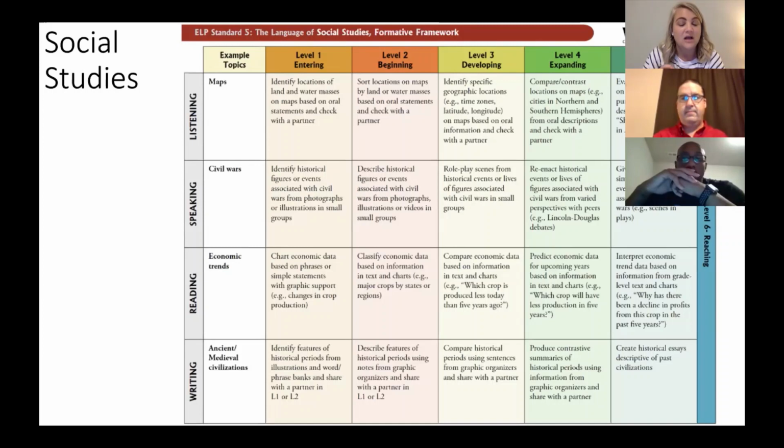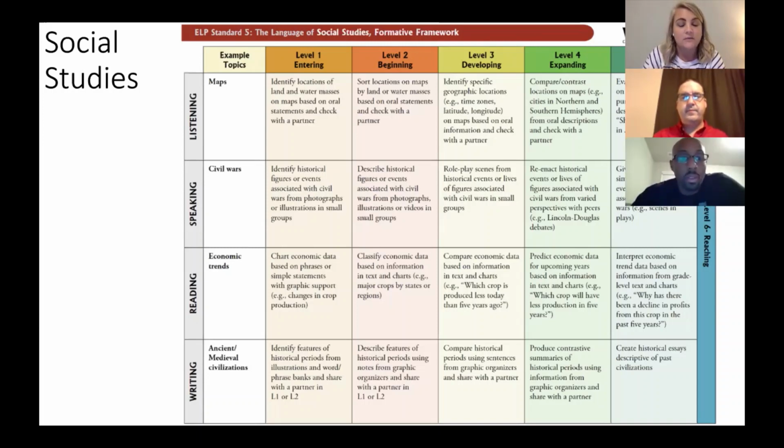So for example, let's look at maps. So maps are great so that we have that visual aspect. So at level 1, a student at the entering level would be able to identify locations of land and water masses. And that could even be done orally. We don't necessarily have to just read the instructions. That can be done from a teacher asking the students to identify these things on a map.